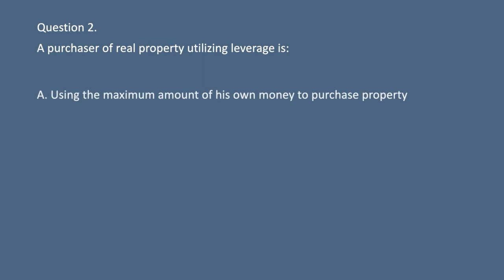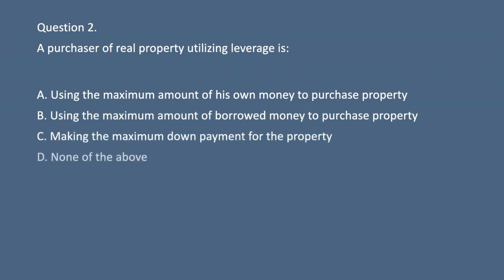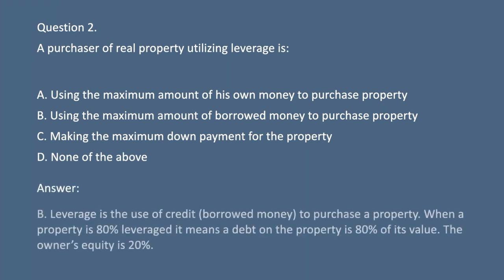Question 2. A purchaser of real property utilizing leverage is A. Using the maximum amount of his own money to purchase property. B. Using the maximum amount of borrowed money to purchase property. C. Making the maximum down payment for the property. D. None of the above. Answer. B. Leverage is the use of credit, borrowed money, to purchase a property. When a property is 80% leveraged, it means a debt on the property is 80% of its value. The owner's equity is 20%.